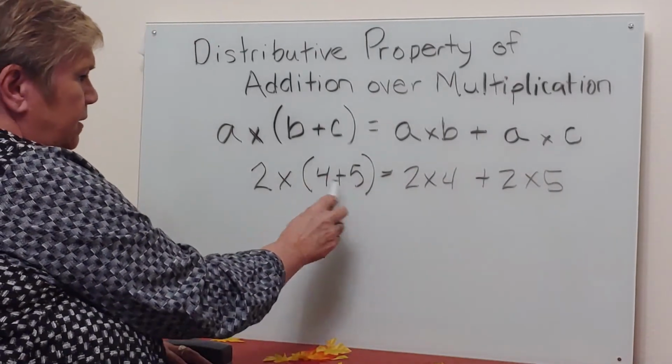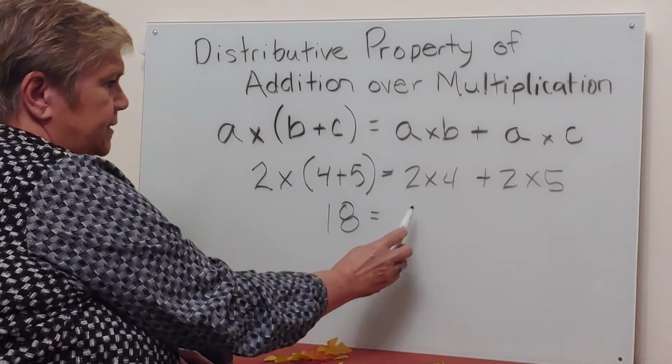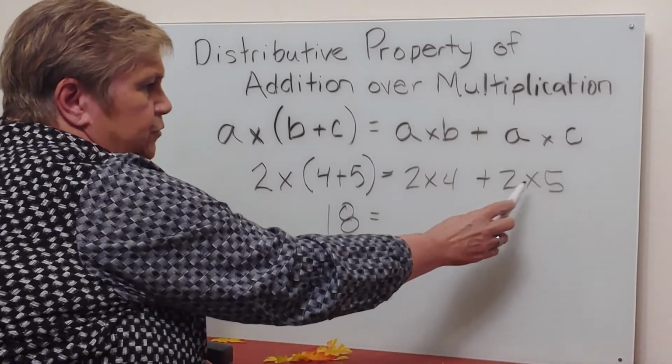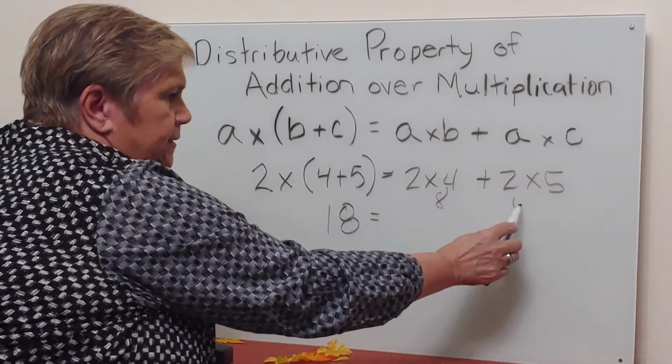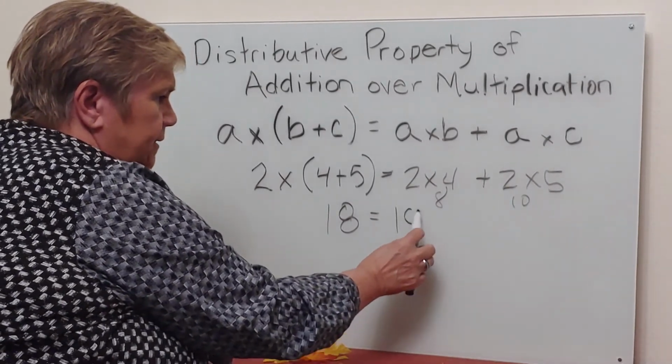So here we have 9 times 2 is 18. On this side, we have 2 times 4 is 8. We have 2 times 5 is 10. 8 plus 10 is 18. So in real numbers, you can see that this property does work.